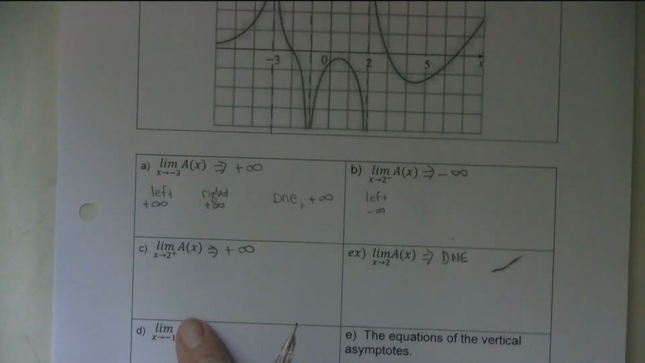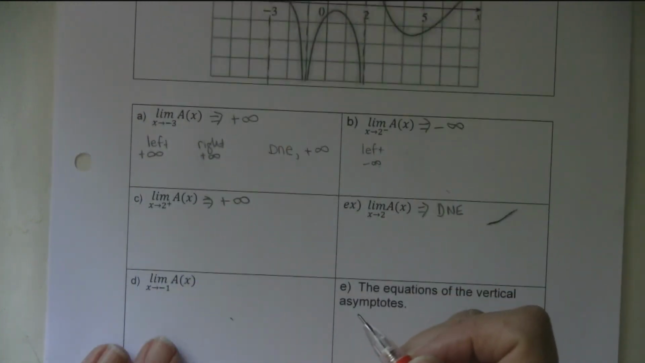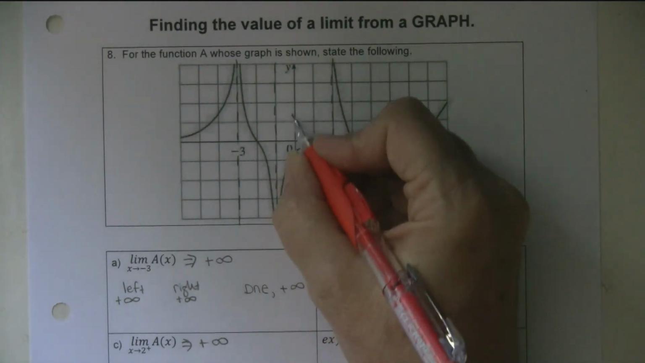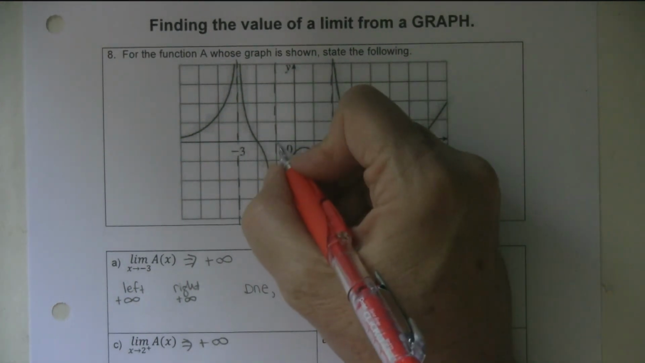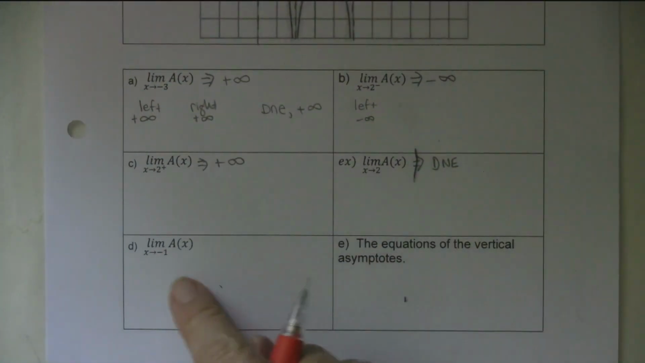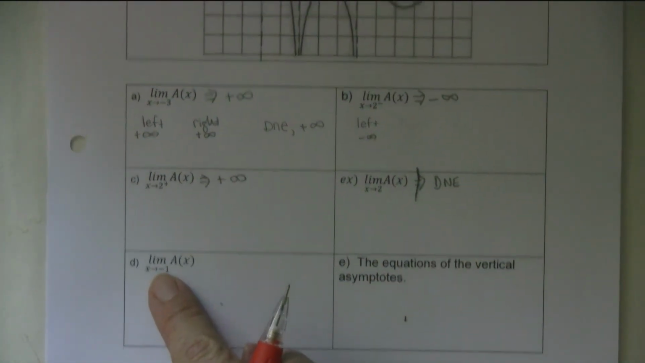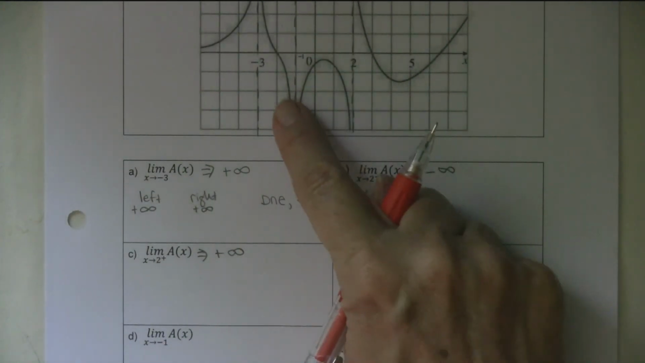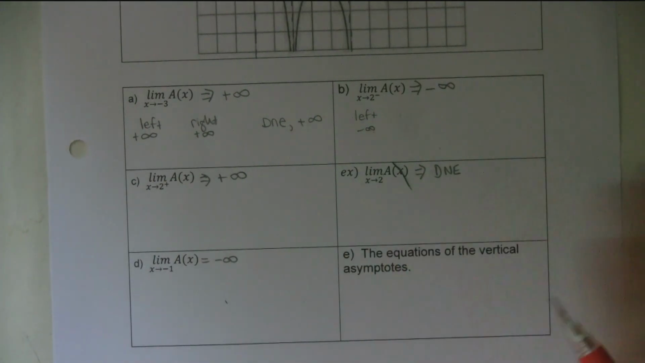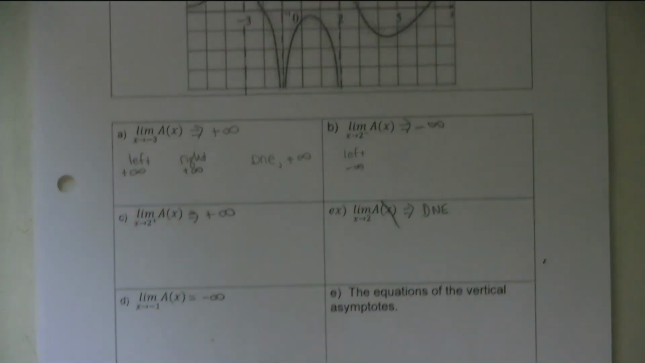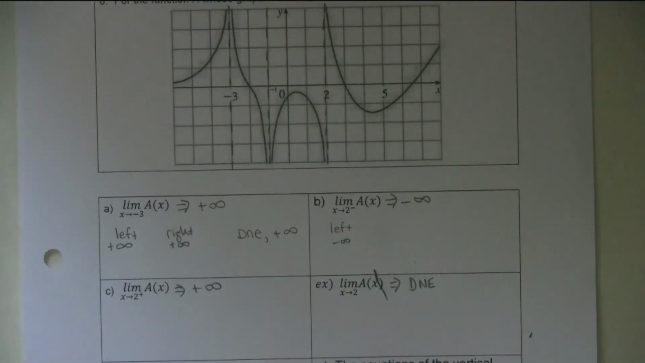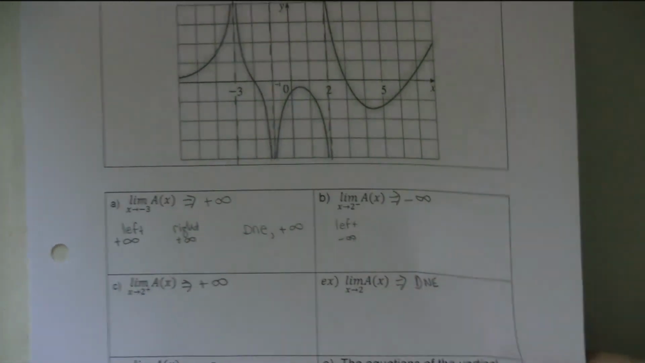I didn't label where -1 was, so I want to label that here on the graph. So here's where the y-axis is. So here is where -1 is. And it asked from both sides on -1, and I noticed on both sides it was negative infinity. And then it asked the equations of the vertical asymptotes. So there were 3 vertical asymptotes here, 1, 2, 3, and it asked you to say the equations of them.